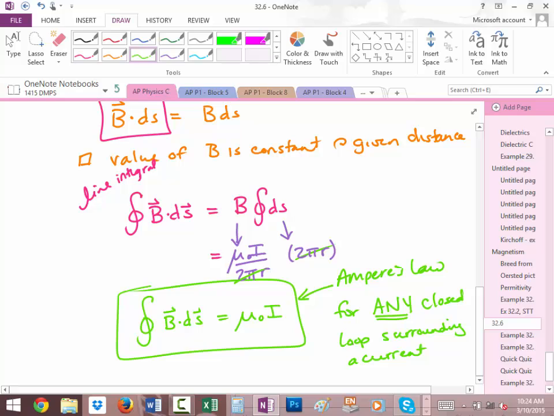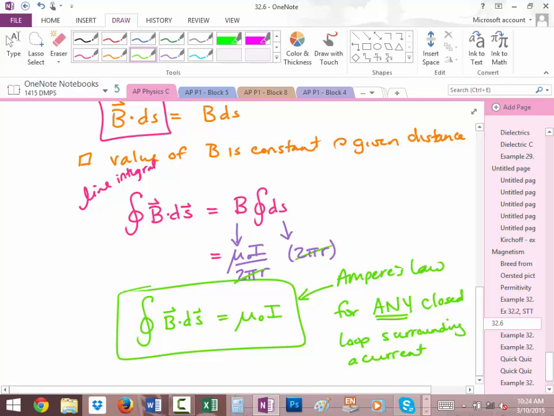So it doesn't have to be a circle. It can be a crazy funny line. It could be a box, like a rectangle. It could be a hexagon. It doesn't matter. But we can pick a convenient choice to get us where we need to go. So that's good, right? We like convenience.